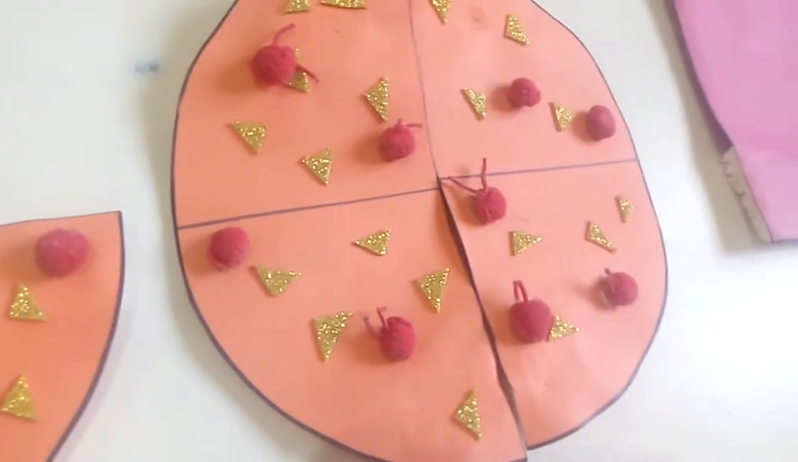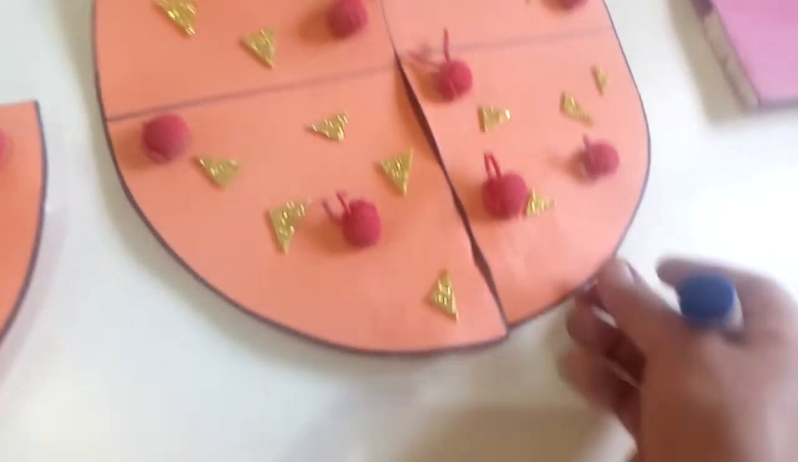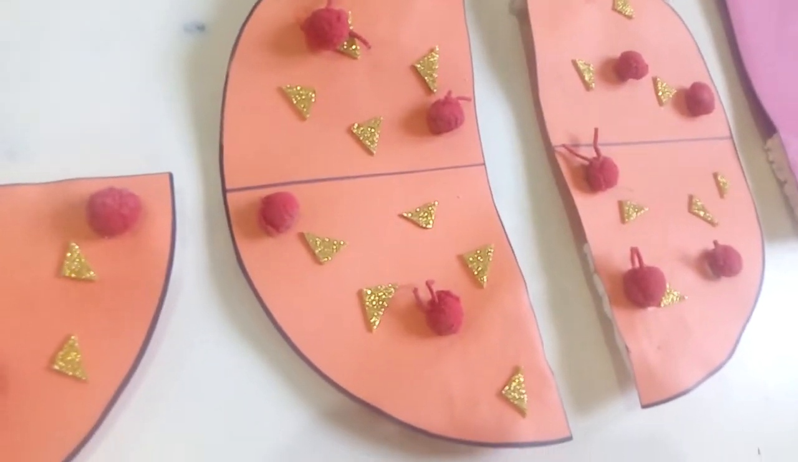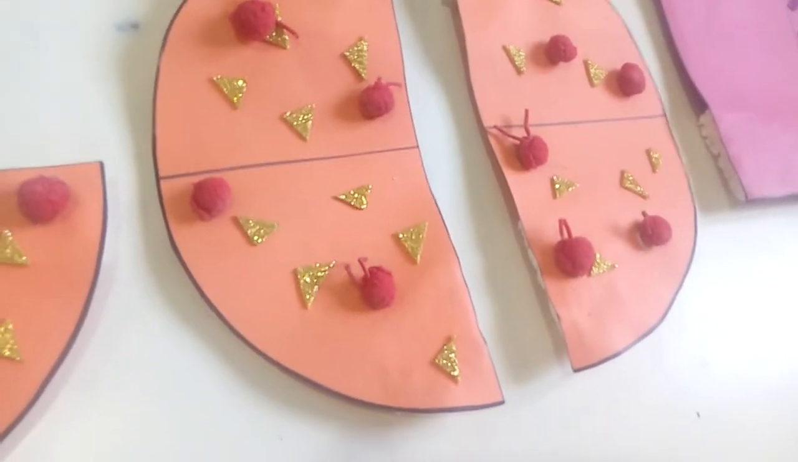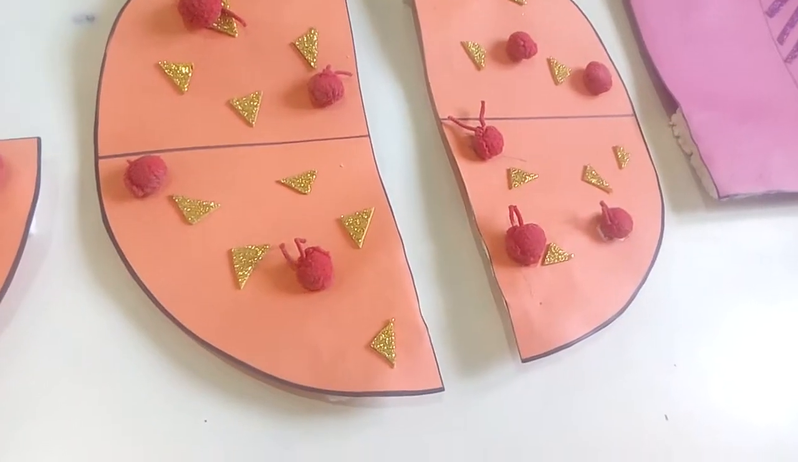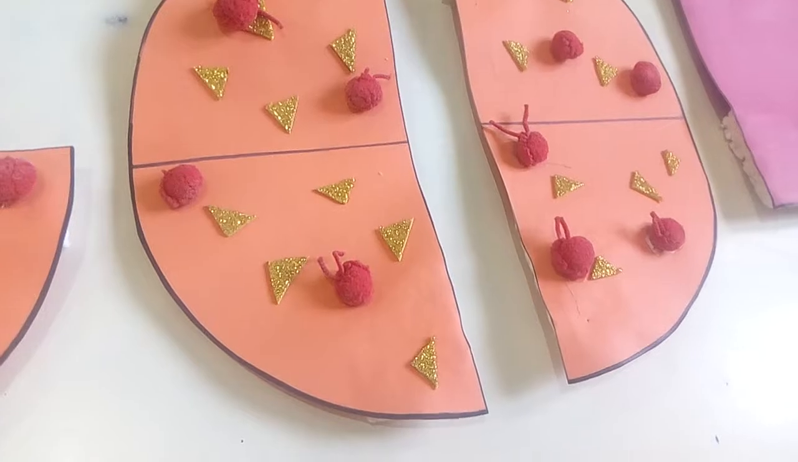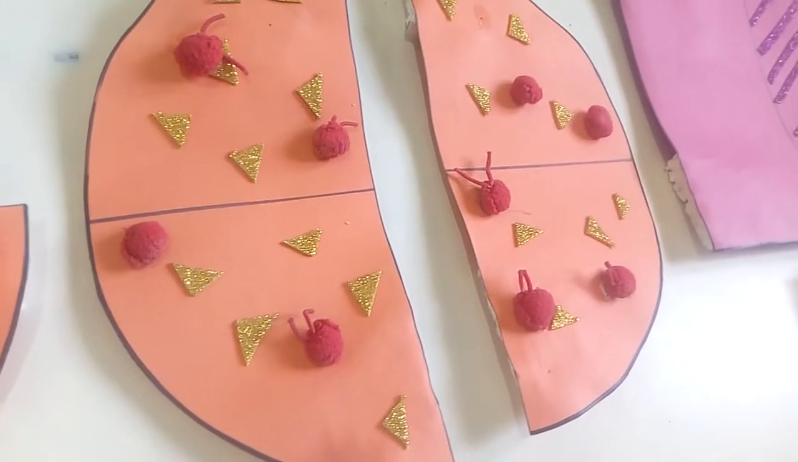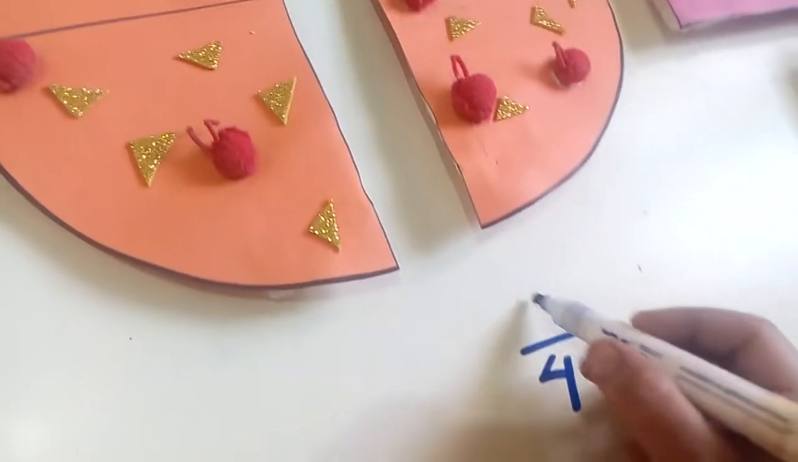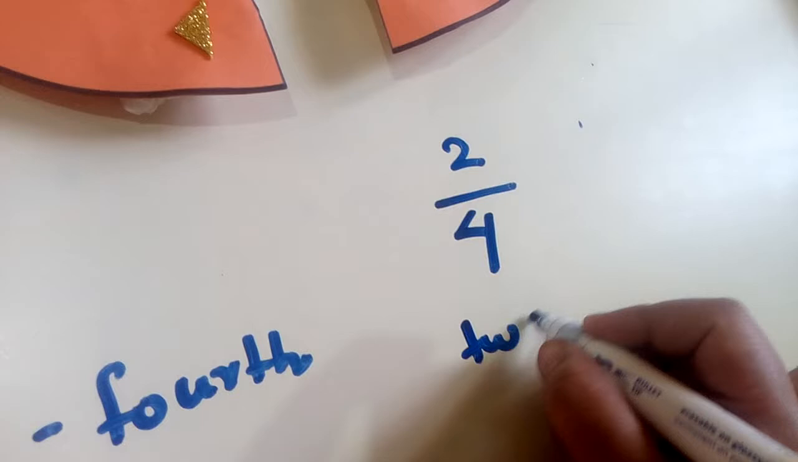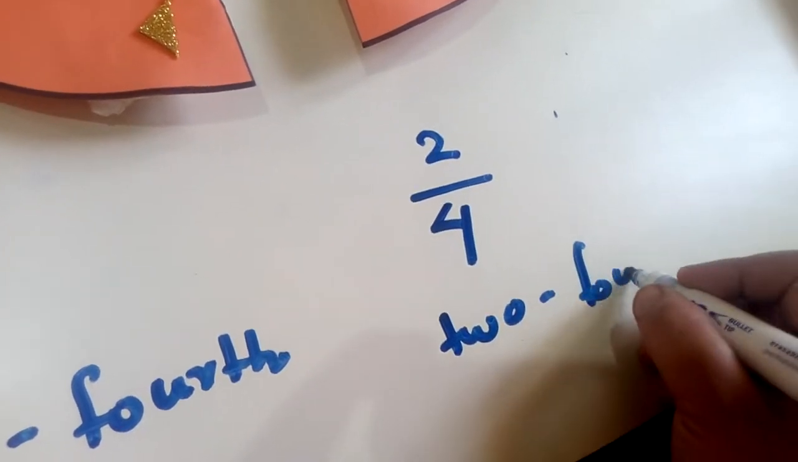For example, out of these 4, 2 of the parts are eaten and 2 are still left over there. So what will be the fraction for this? Because again, total 4 parts are there, the denominator will be 4. And out of 4, 2 have already been eaten, so the numerator will be 2. You can say that it is 2/4.